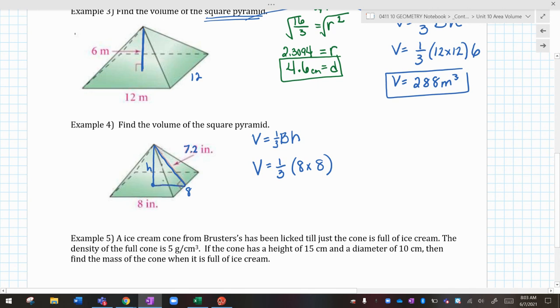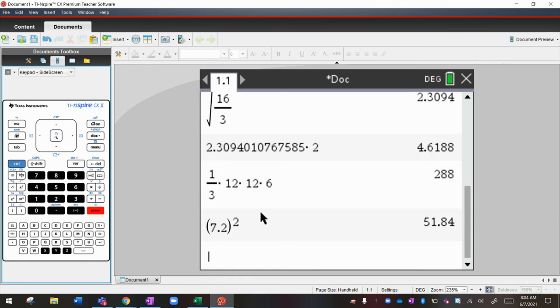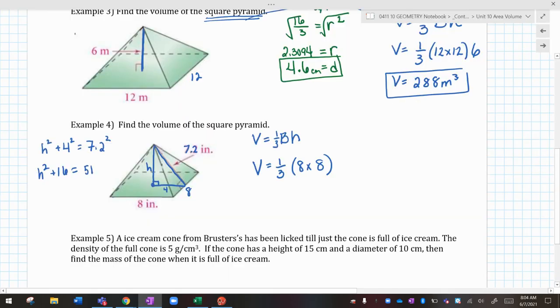Well, you know what I can do with it? I can draw a right triangle right there and say that if this square pyramid has a base length of 8, that would be 4. So h squared plus 4 squared equals 7.2 squared. I can do Pythagorean theorem to find my height. So this would be h squared plus 16 equals, all right, let's do 7.2 squared, and that's 51.84.